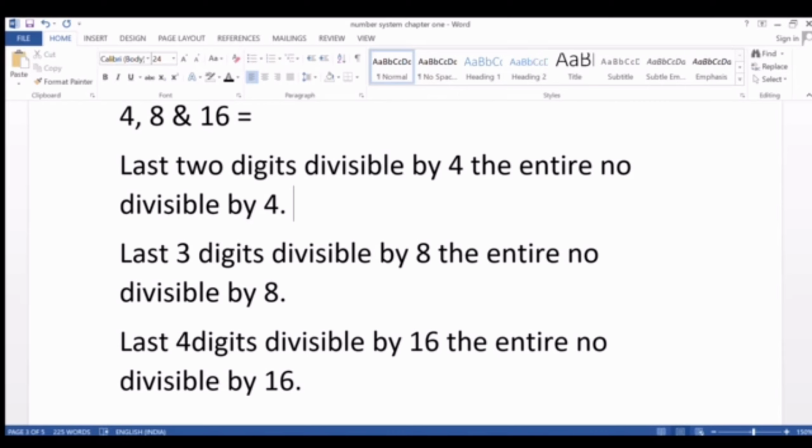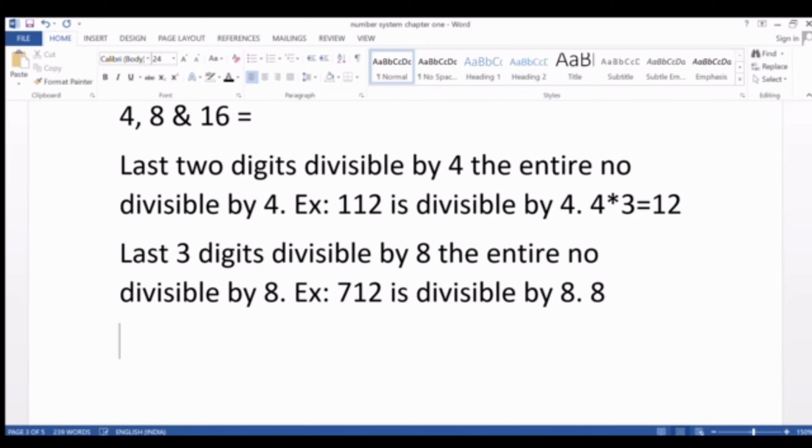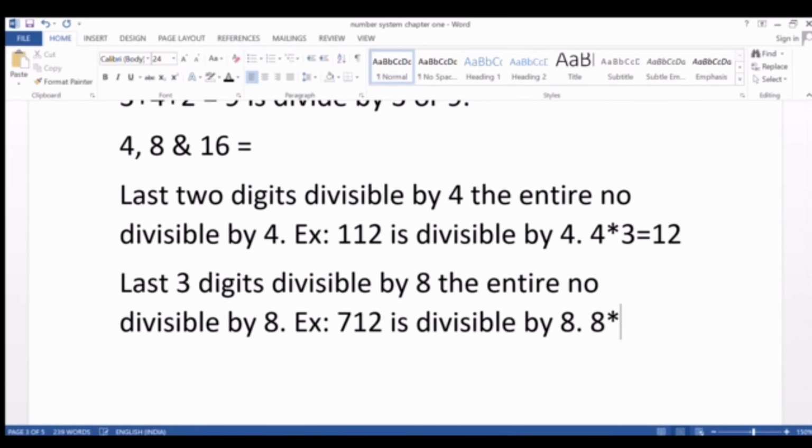Then we move on to the examples of 4, 8 and 16. The example for 4 is 112. The last 2 digits, 12, are divisible by 4, right? So 4 into 3 is 12. The entire number is divisible by 4. Next we move on to the divisibility rule of 8. The number 712 is divisible by 8, because 8 into 89 gives you 712.